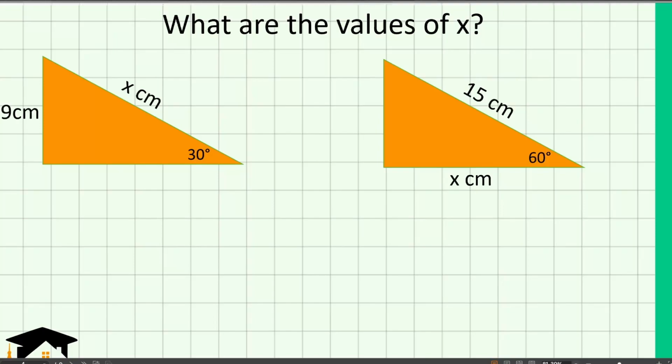Pause the video and try and solve these two exercises yourself. In a few seconds, I will solve the exercise to show you how it's done.